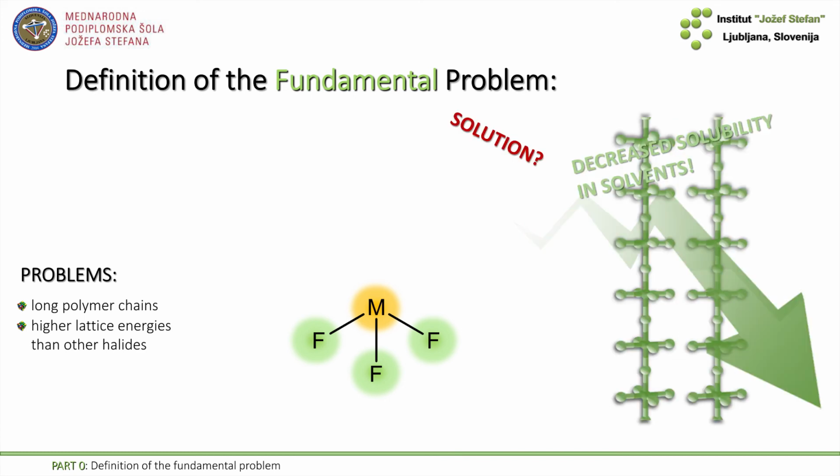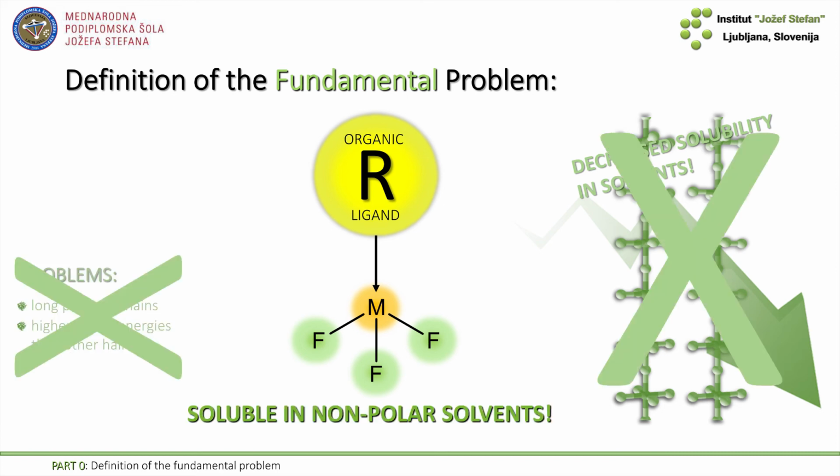And how would one go about doing this? Well, we thought, why don't we try to coordinate to the metal a large organic ligand, which would then prevent the formation of polymer chains and afford monomeric units that would be soluble in non-polar solvents.